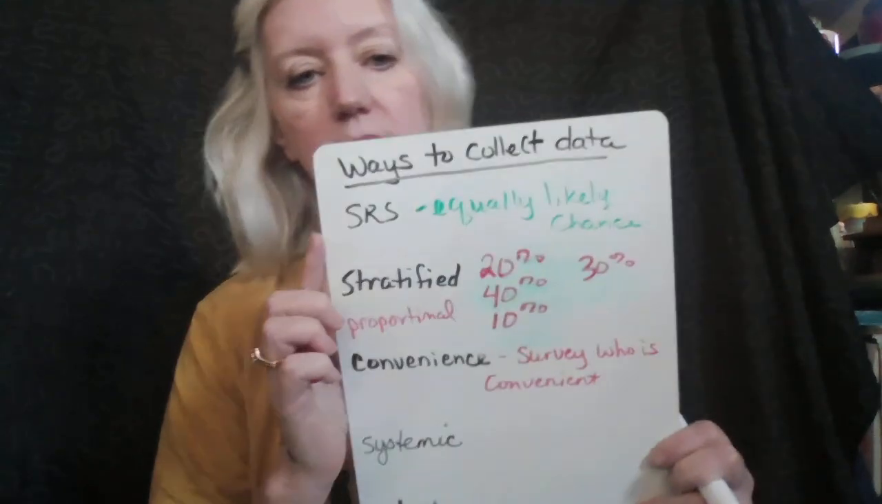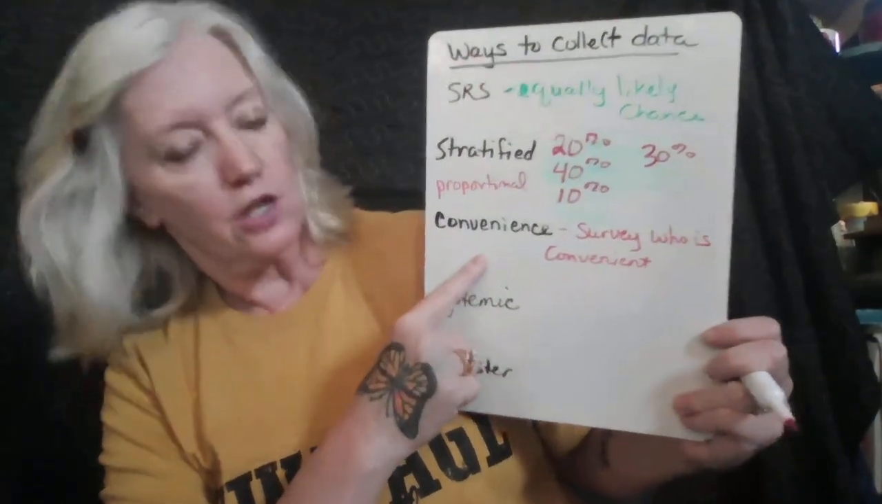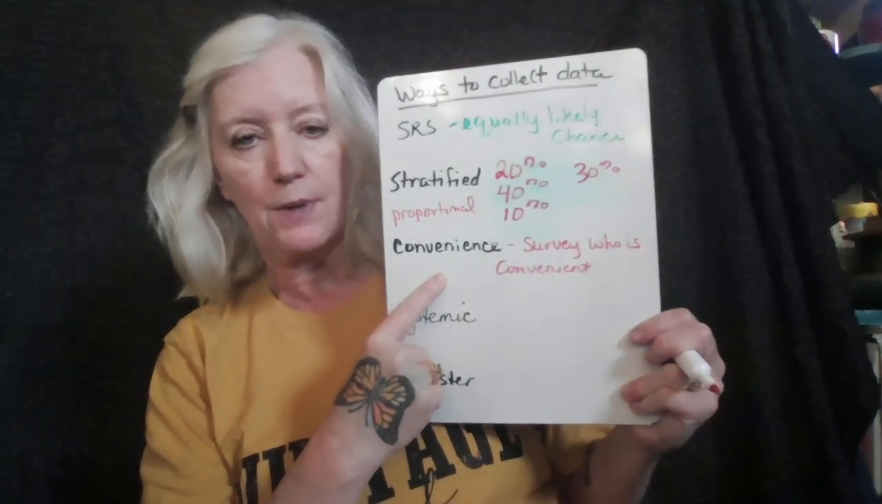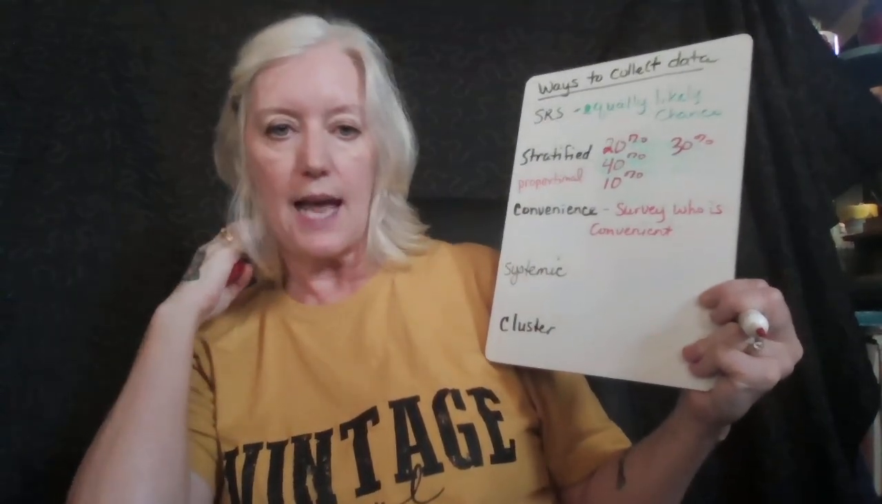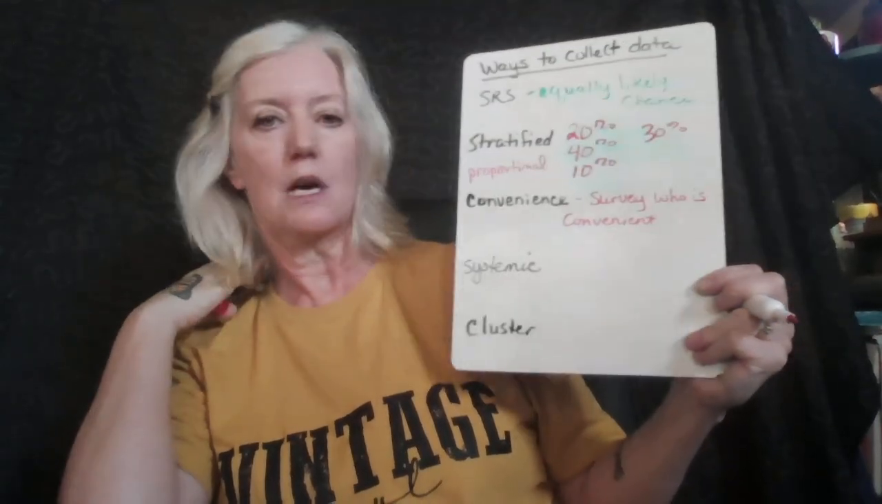That's called stratified. Convenience sampling is just what it sounds like. You survey who's convenient. Okay. SRS, equally likely. Stratified, they're proportional to the population. Convenience, you survey who's convenient. You want to know what people think of the lunch program in your school? You stand outside the cafeteria and ask people on their way in or out how they feel about lunch. You ask people about reading habits, and you stand outside of a bookstore and ask people going in and out about their reading habits.